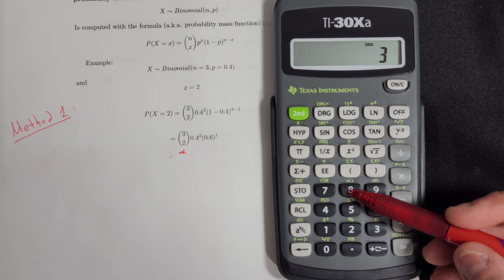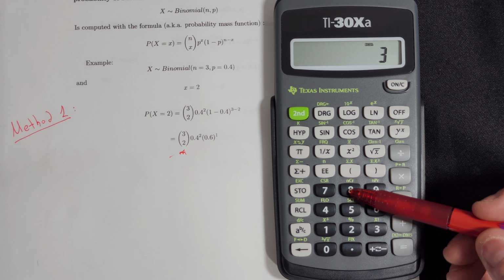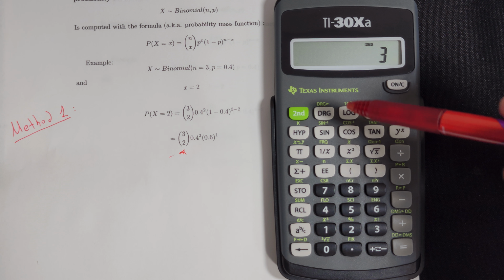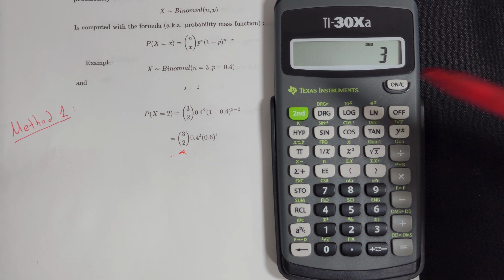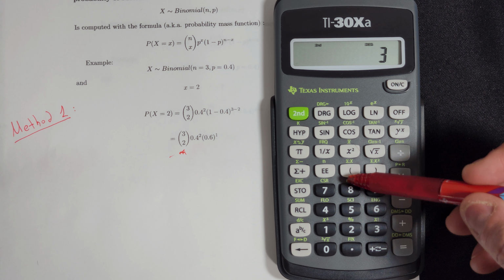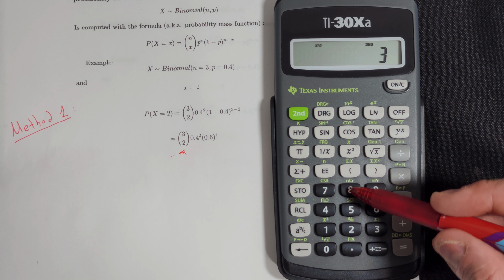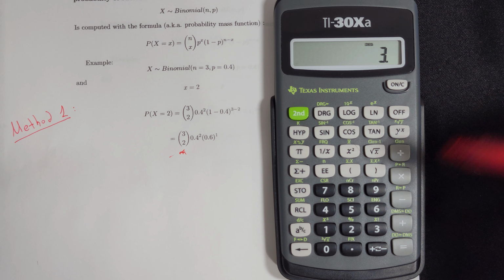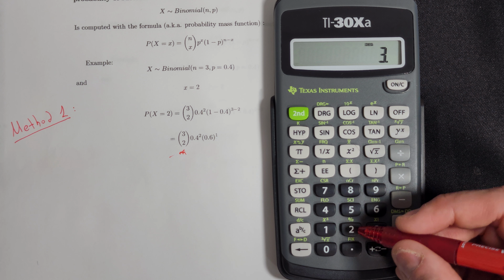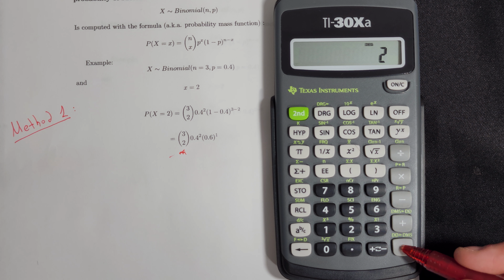As you can see above the number 8, there is with green letters the NCR, right, which is the combination. So we will use that function, the NCR, which is above the number 8, to find this combination. So in order to use this, we should press the second button first, the green, and then the 8, which means we will use the NCR, right? And then the next part is to press the 2, which is the number at the bottom, and then equality.